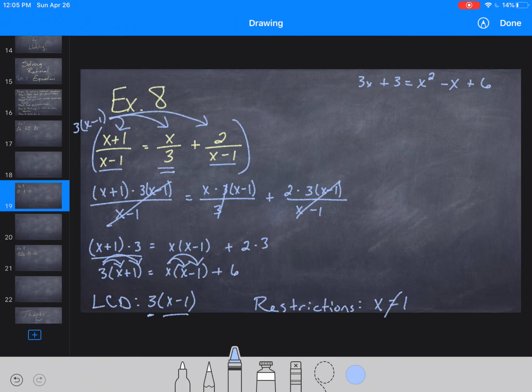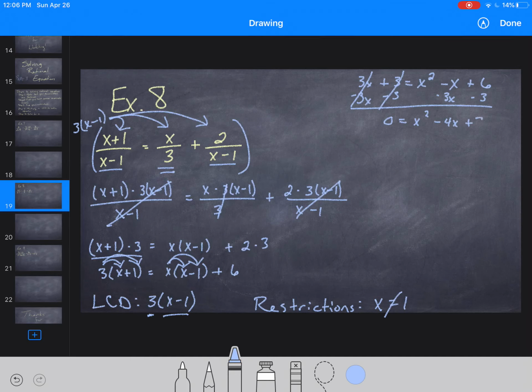Now I can see one of my terms is quadratic. I have an x squared, so I need to make sure that whenever I have an x squared, I get everything on the same side as the x squared, because when solving for quadratics, we have to get our equation equal to 0 so we can see what we can do to solve for x. So I'm going to subtract 3x from both sides. I'm going to subtract 3 from both sides.